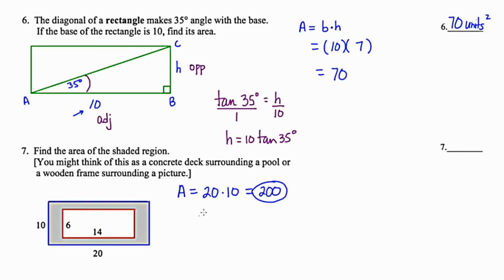Now, the dimensions of this red rectangle are 14 by 6. The base is 14, and the height is 6. And the product of these two numbers is 84. So if I start with the big blue area, which is 200, and I take away the 84, I'm going to be left with just this gray shaded region. So 200 take away 84 is going to be 116 square units.